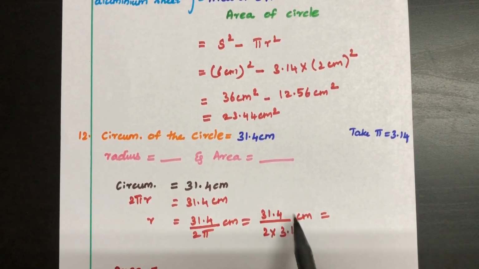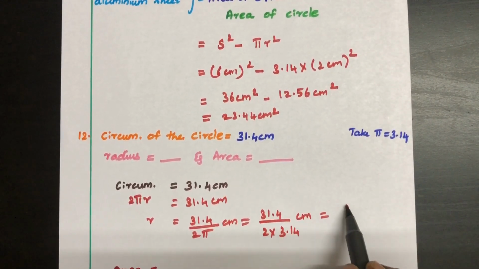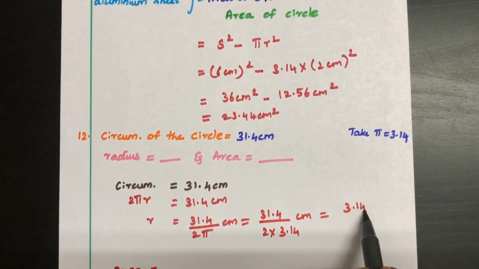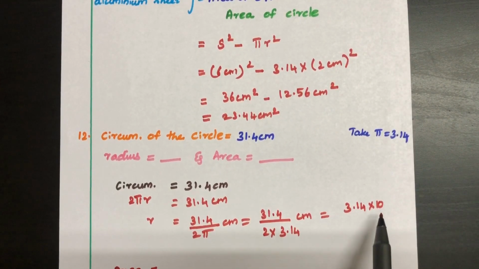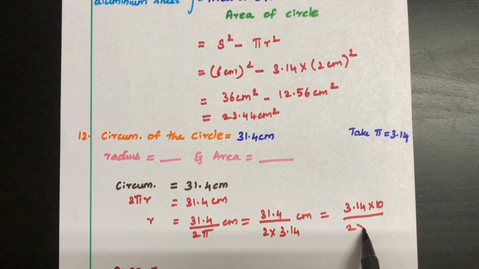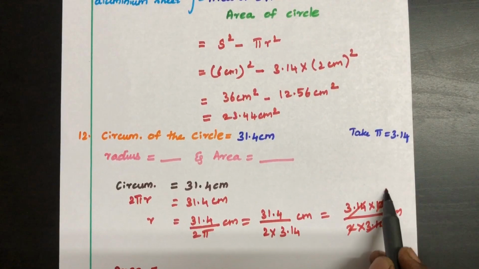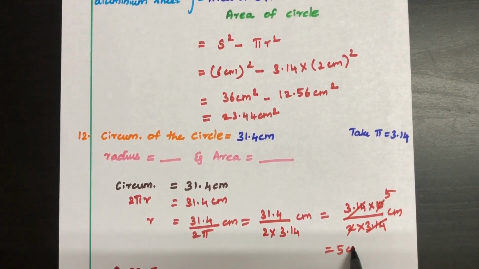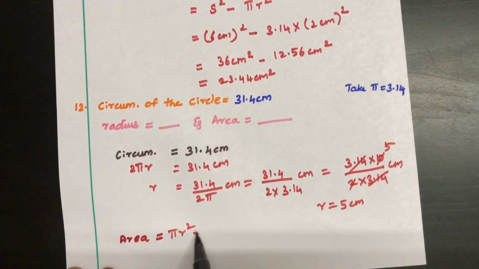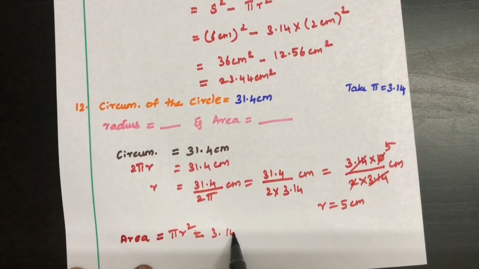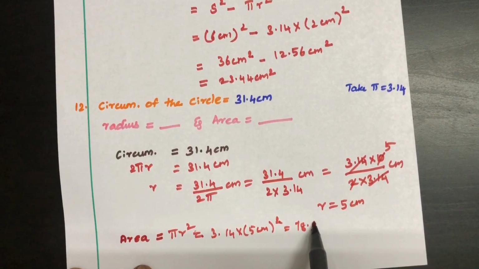So if you work this out, if you change the decimal for the numerator, 3.14 into 10 will come because we moved 1 point here. So into 10 divided by 2 into 3.14 centimeter. If we cancel this, this becomes 5 centimeter. So radius is 5 centimeter. Okay. What is the area? Area is pi r square, which is equal to 3.14 into 5 centimeter the whole square, which is 78.5 centimeter square.